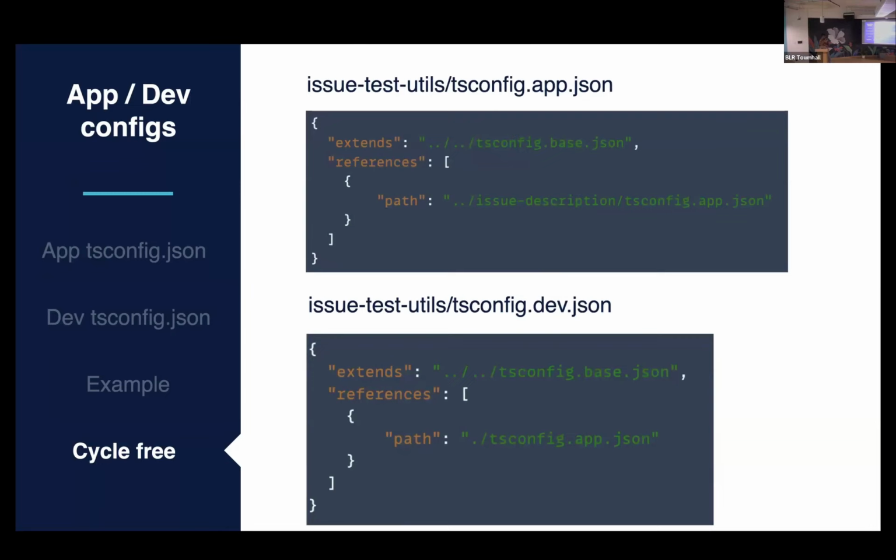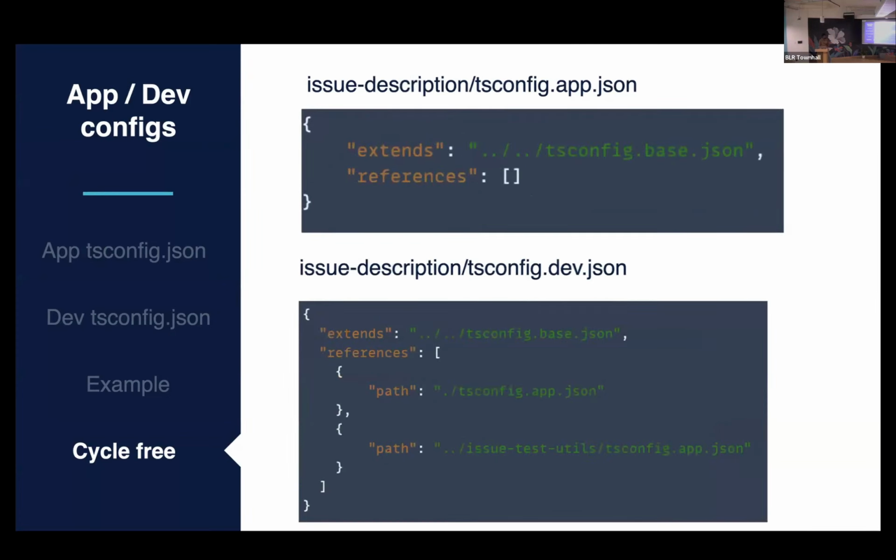The second is the dev.json for issue test utils. So that depends on its own tsconfig app.json. That's because if you want to write a test, you need to have a dependency on your SRC files. The next thing is the description for the issue description. So this is a leaf level package, so it does not depend on anything. So the references is an empty array.